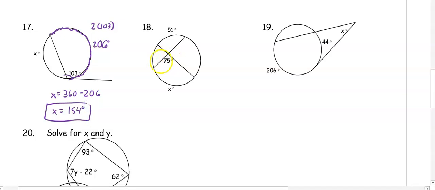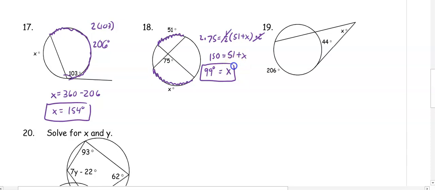Number 18, our angle is in the circle but not at the center. So we have 75 is equal to, it's intercepting these arcs, and we are going to add those arcs and multiply by a half. So 1/2 of 51 plus x. Because we're adding, it doesn't matter which arc goes first. So to get rid of the 1/2, we're going to multiply both sides by 2. 150 equals 51 plus x. Remember, you're not doubling what's in the parentheses because the 2 and the 1/2 are going to cancel each other out. So we just subtract 51 from both sides and we get x is 99 degrees.